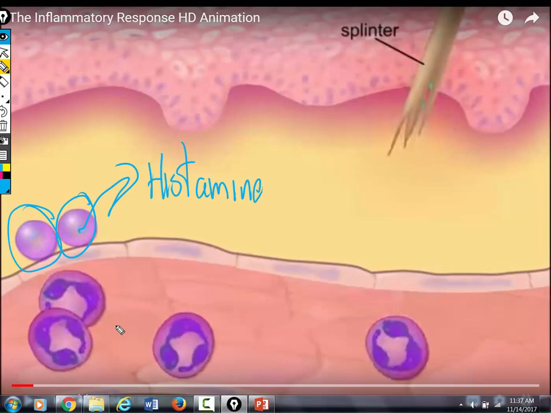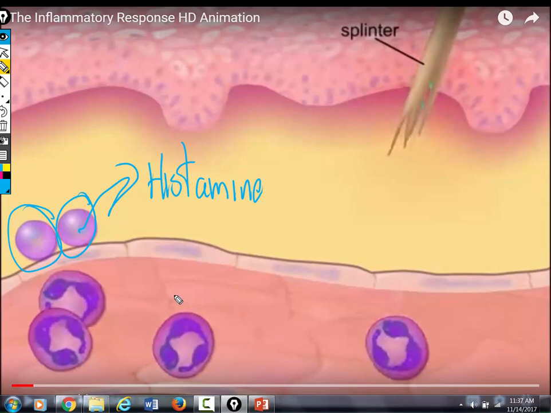So if somebody stabs you with a broomstick, you've broken the skin. The best barrier you have to infection is intact skin. You've unintacted it now. So what can potentially get into your bloodstream? Bacteria. Do you want that? No. How many people are following this so far?